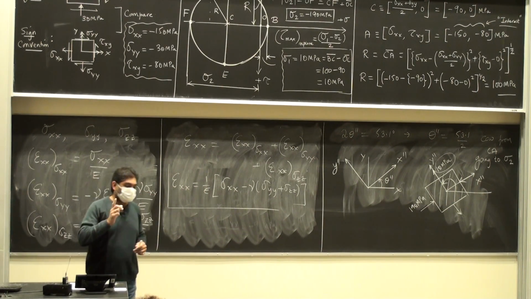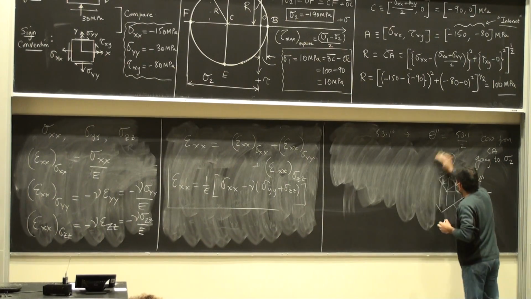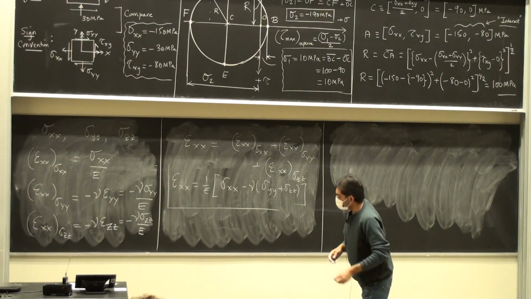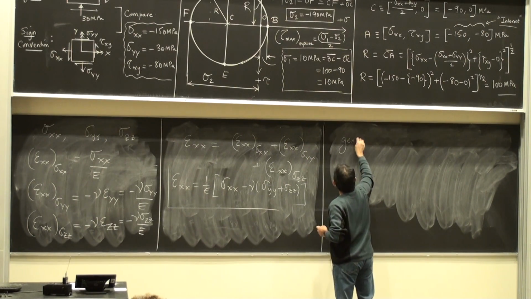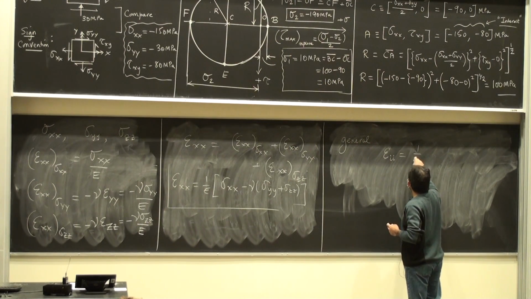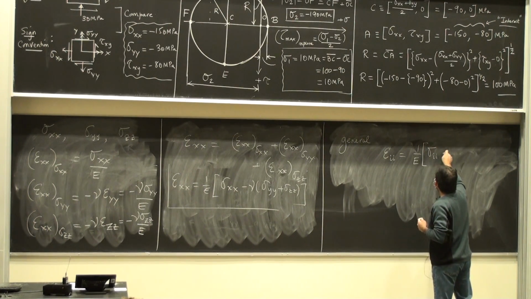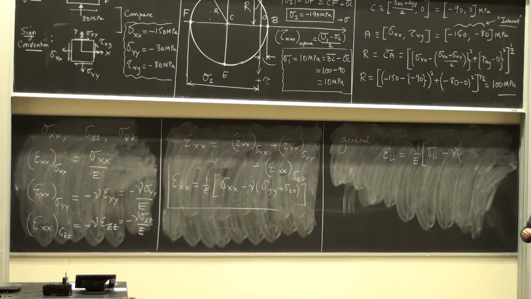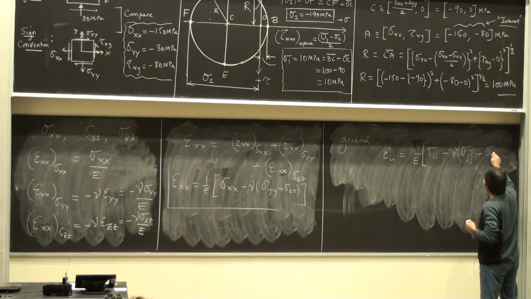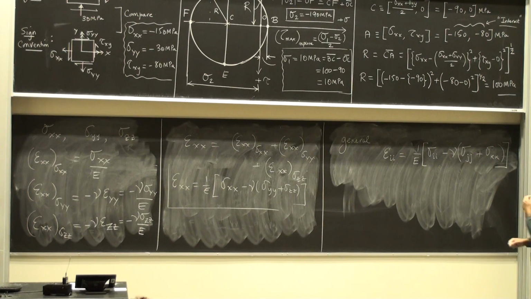So this can be generalized in the following manner. Just bear with me for a few more minutes. Epsilon ii is equal to 1 by E, watch this, sigma ii minus nu times sigma jj plus sigma kk, where i is not the same as j is not the same as k.